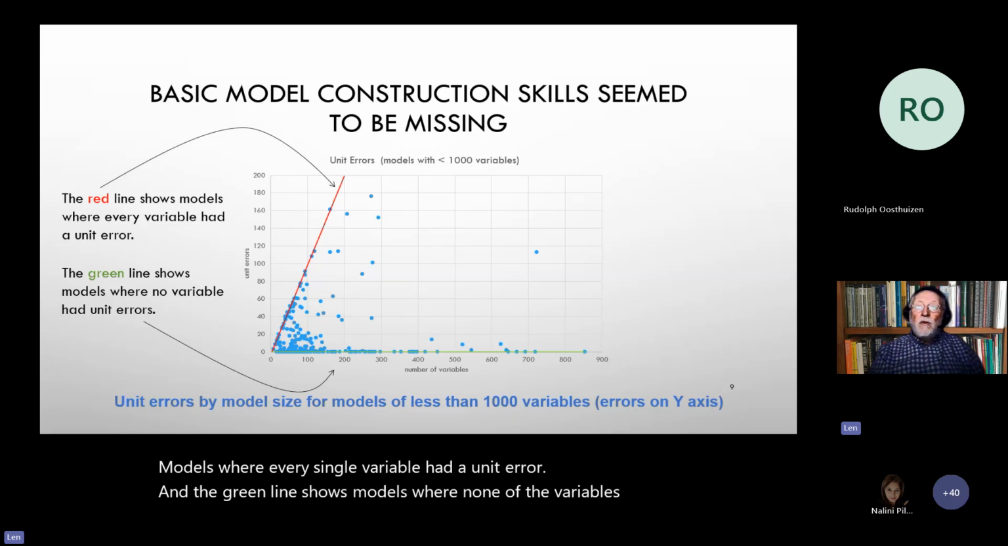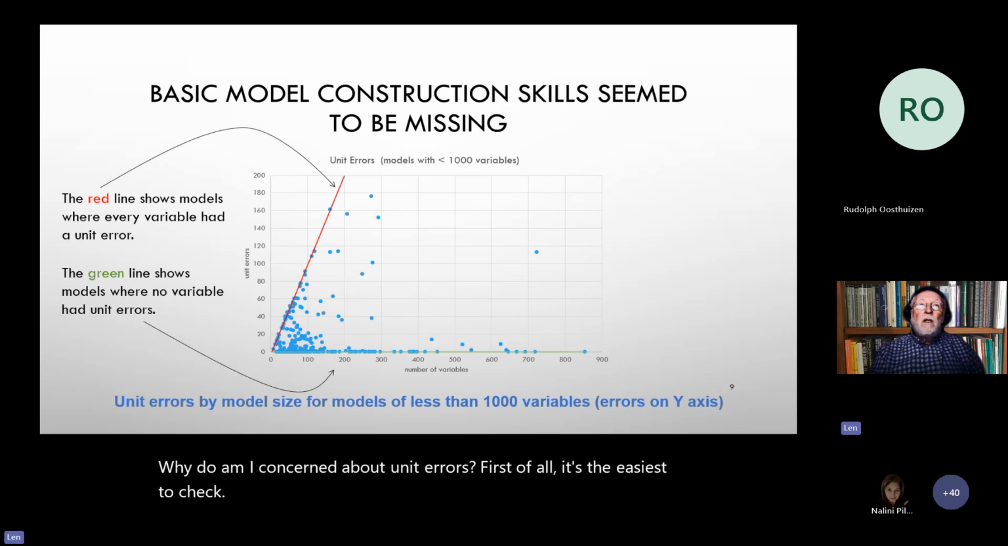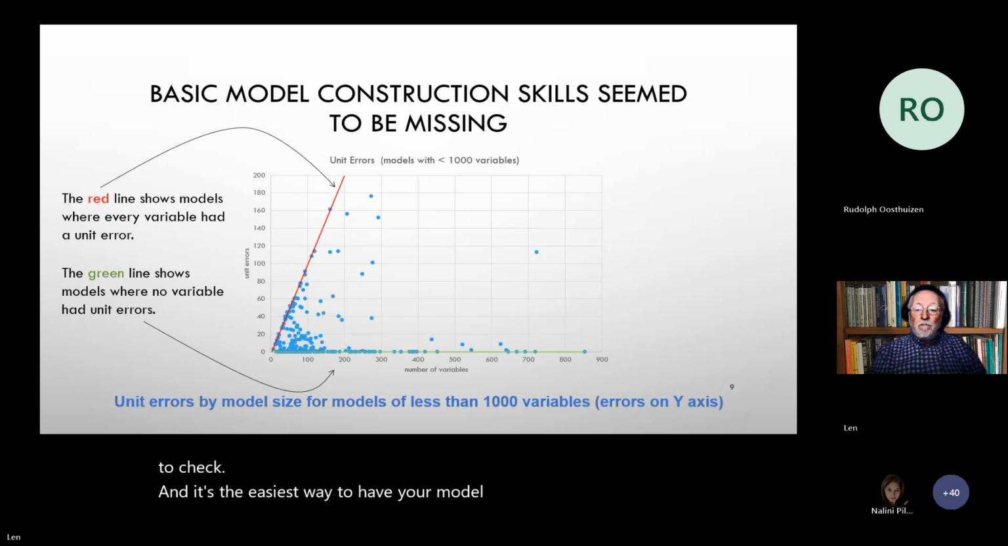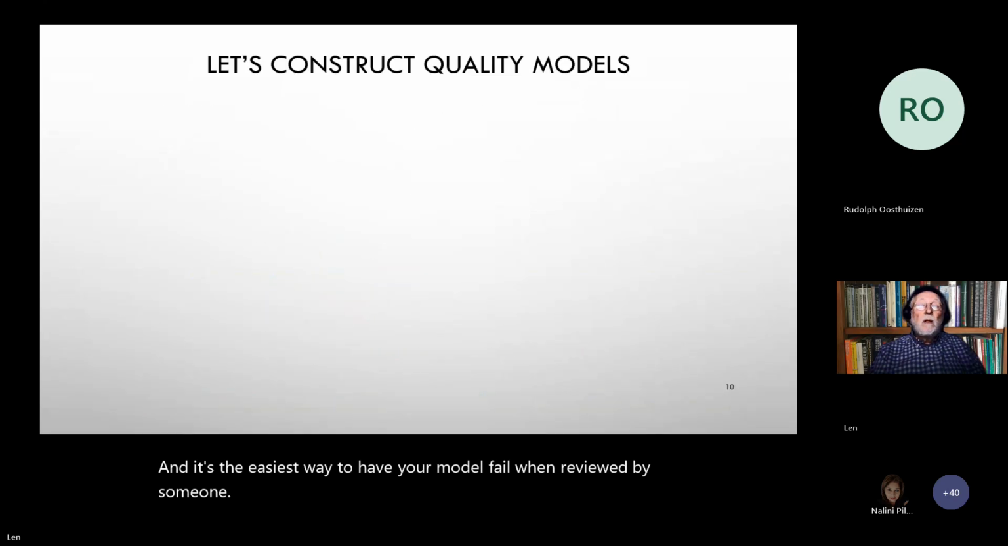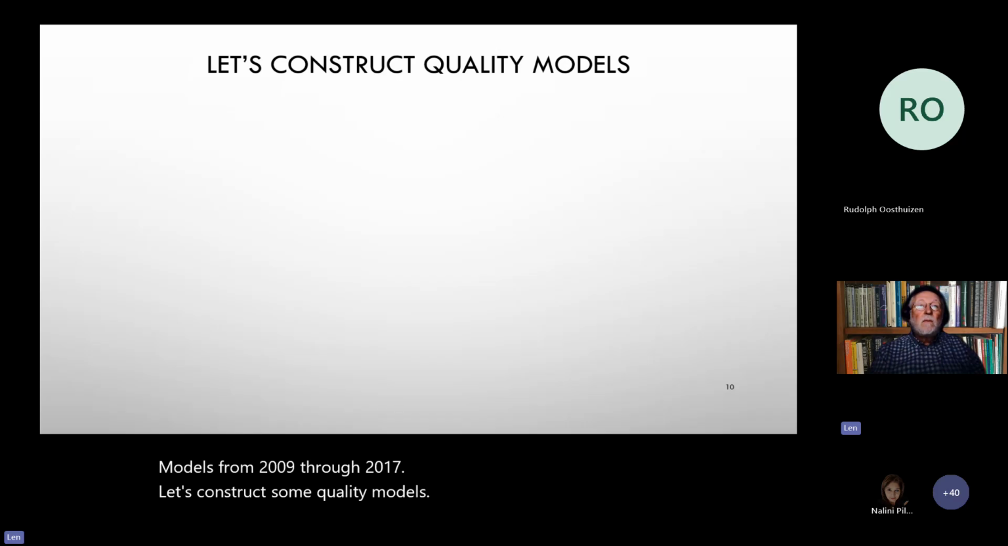Why am I concerned about unit errors? First of all, it's the easiest to check, and it's the easiest way to have your model fail when reviewed by someone. Okay? So after all this, the definitions, the descriptive statistics of models from 2009 through 2017, let's construct some quality models. How will we do this? How will we get all those models on the x-axis?